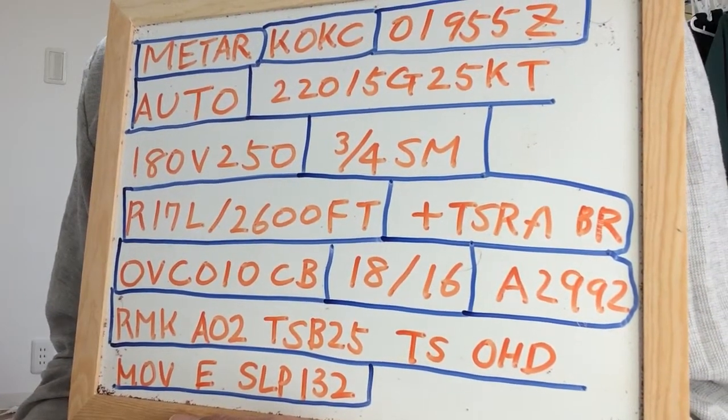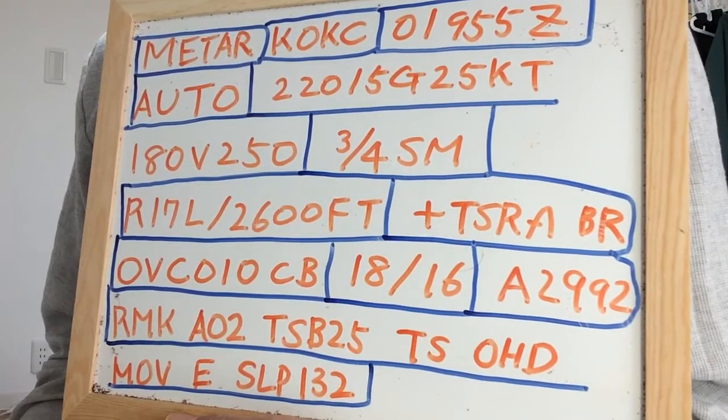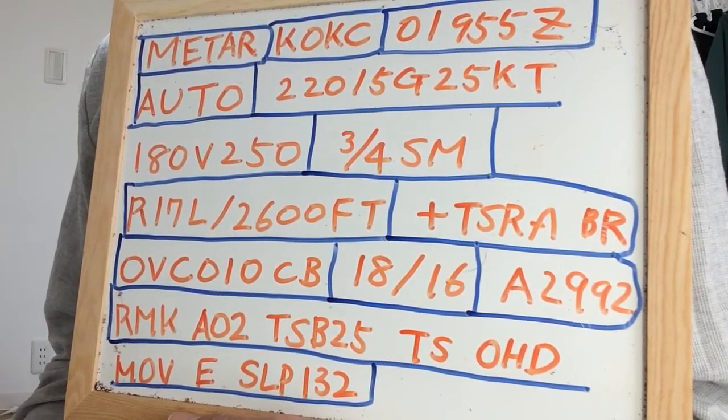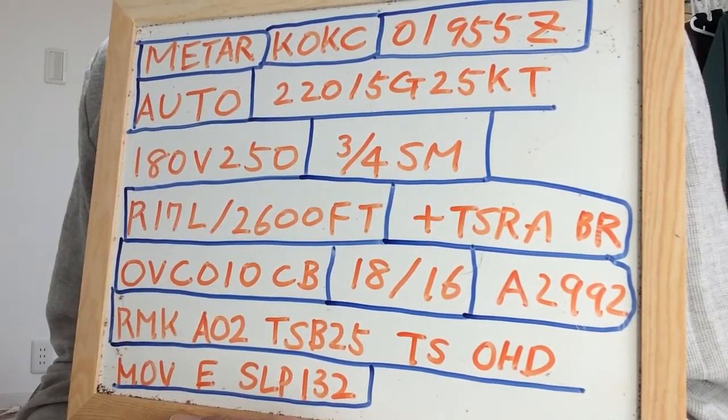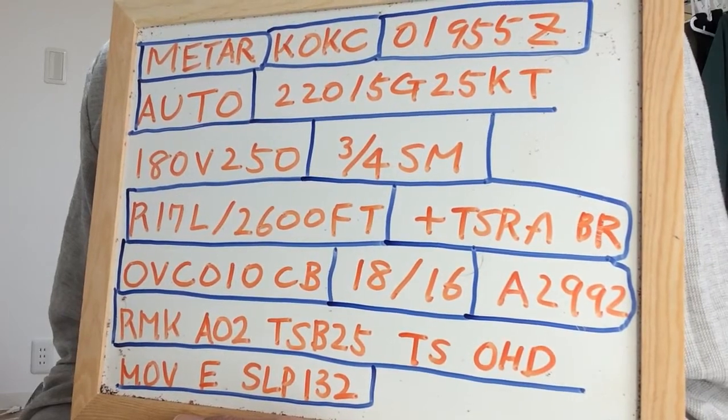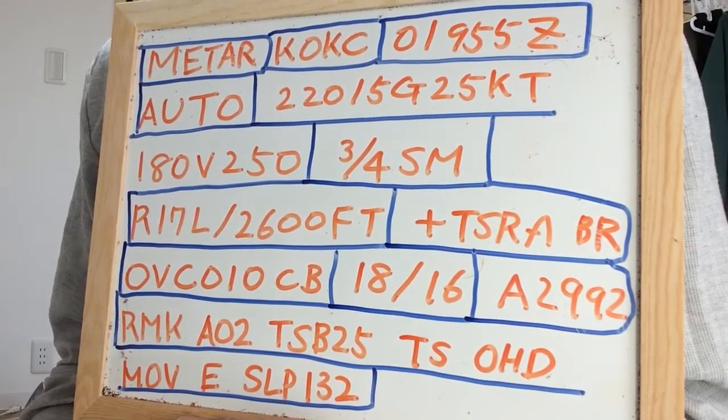Temperature dew point group. Temperature and dew point are coded as 2 digits rounded to the nearest whole degree Celsius.